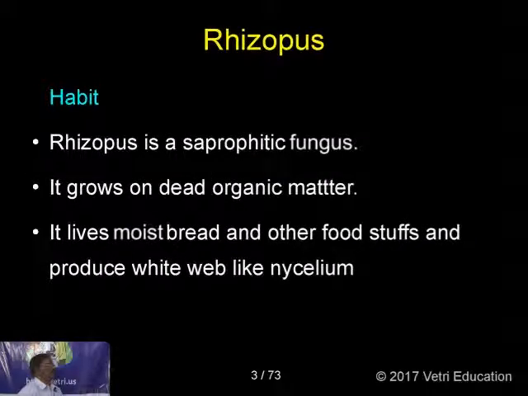Regarding the habit, it is a saprophytic fungus and it grows on dead organic matter. It lives on moist bread and other foodstuffs, jellies and pickles, and produces a white web-like mycelium. If you keep bread in a particular way, after 1 or 2 days you can find white thread-like structures, but you cannot notice them at this stage. When they form spores, you notice the black color, that is Rhizopus.